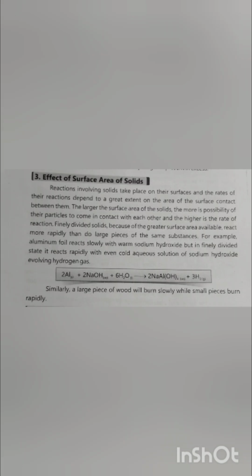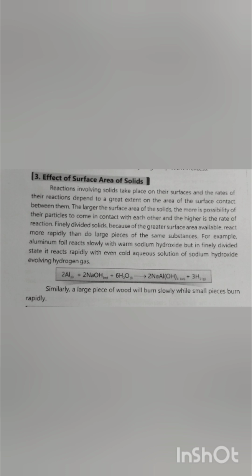First example is aluminium and sodium hydroxide. A smooth sheet of aluminium foil reacts slowly with warm sodium hydroxide. In a finely divided state, meaning powder or fine filings, aluminium reacts rapidly even with a cold aqueous solution of hydroxide, violently evolving hydrogen gas.